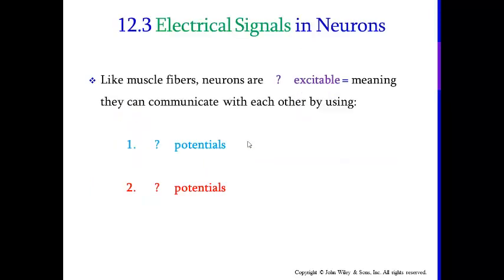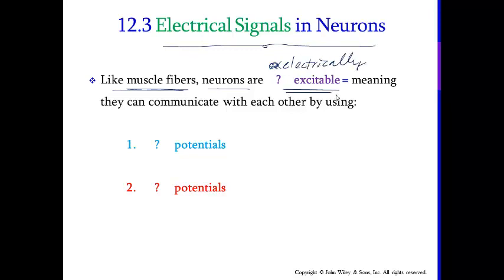Now, ultimately, the main meat of this chapter is about electrical signals and how we conduct them. Very similar to what we saw before, our muscle fibers can start an action potential. We call them, for instance, muscle action potentials. Neurons are also what we call electrically excitable. So what does this mean? This means they can talk to each other by using nerve impulses.